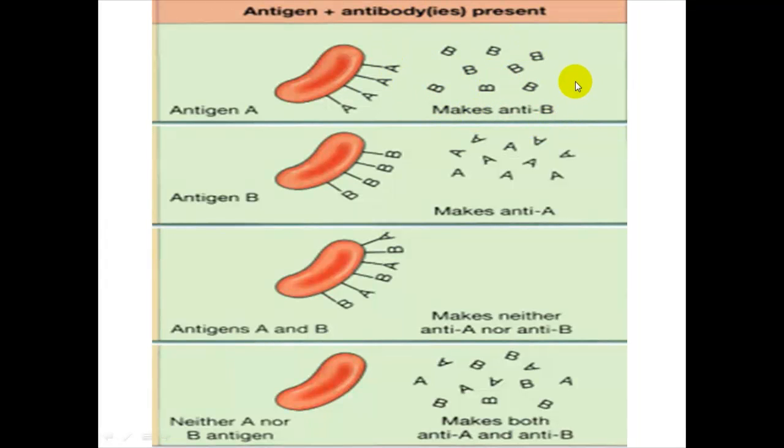As you studied in the plasma proteins, we have the globulins. So these are the globulins formulated by the liver. But in this case, they are specific globulins against anything that is different from this. That's why they are called anti-B. We know we have two main surface proteins in the ABO system: A and B.